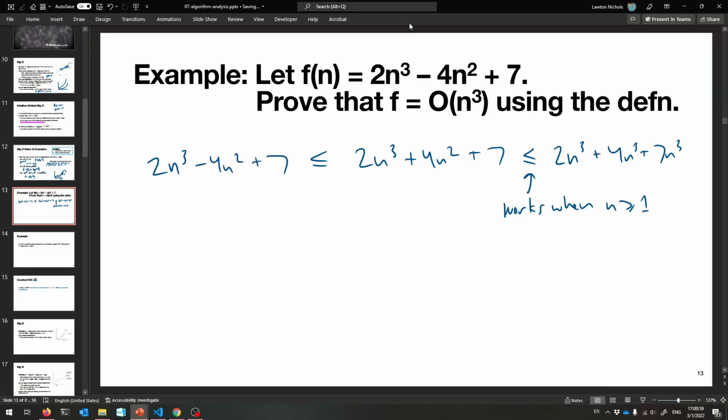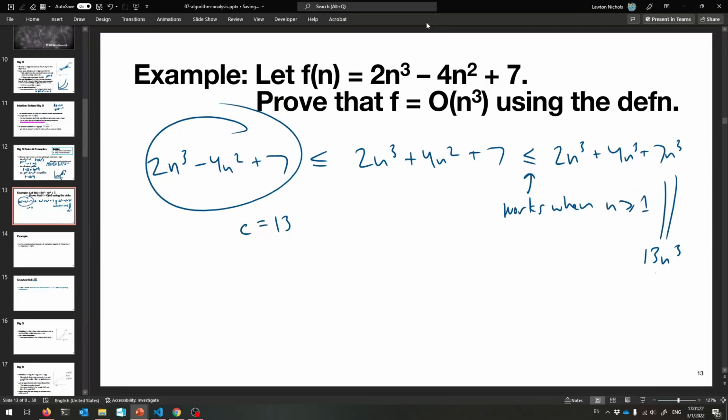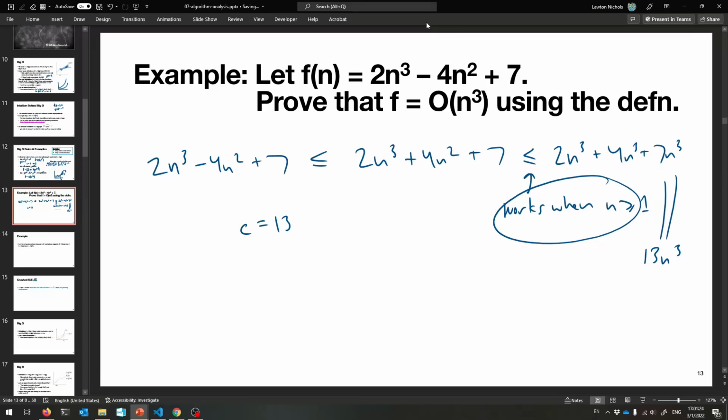That may be our n naught. And this, at the end of the day, is just equal to 13n cubed. Do you see what I just did? I have found a constant to put out in front of n cubed. That's my c. And I found when that constant makes it always bigger than the original function, from n equal to 1 onwards. So that's my n naught. That's when it starts working.